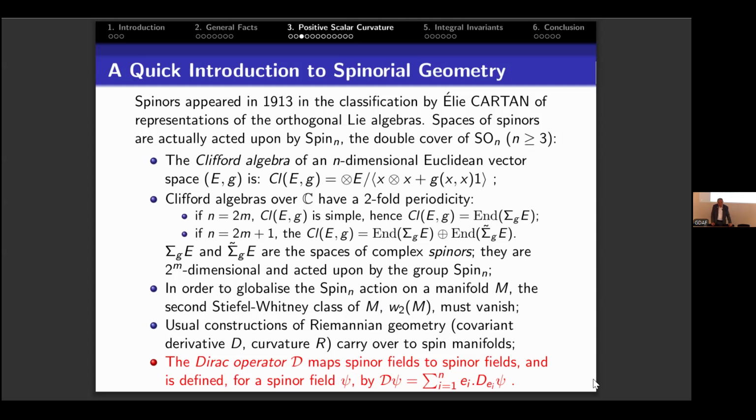Why was it introduced by Dirac? Because he was looking for a version of the Schrödinger operator which would be invariant by Lorentz transformations in dimension 4 for special relativity. And he noticed that, of course, with the usual Schrödinger operator, it doesn't work because the Schrödinger operator mixes a second-order part on the space and a first-order part on time. So if you want to have the time and the space on the same level, you need something different.